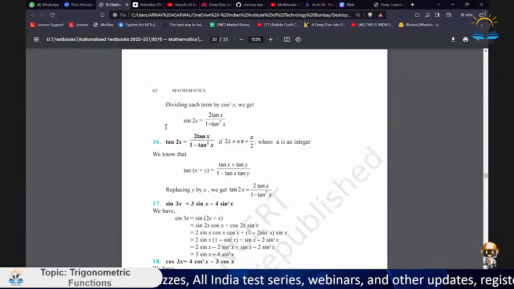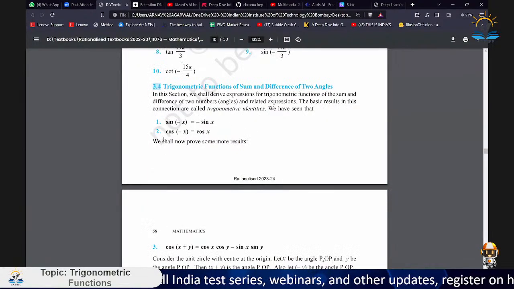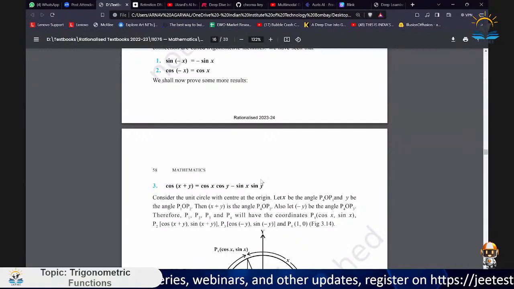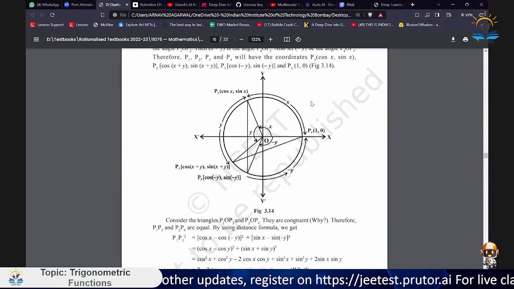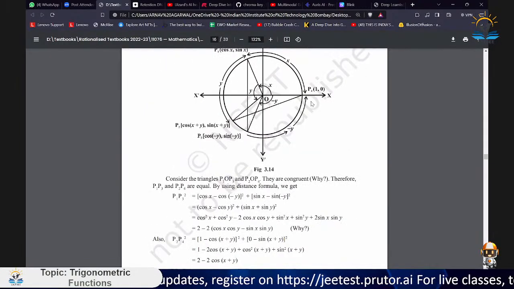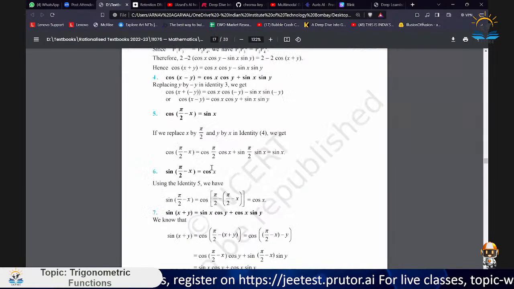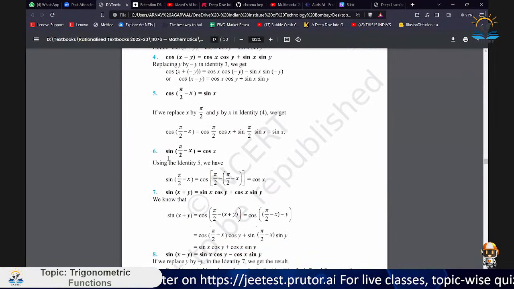So let's start again. We know sine of minus x is minus sin x. We know cos of minus x is cos x. We know cos(x plus y) is cos x cos y minus sin x sin y. We know cos(x minus y) is cos x cos y plus sin x sin y. Right? So these identities again are very important, and these are very simple again.